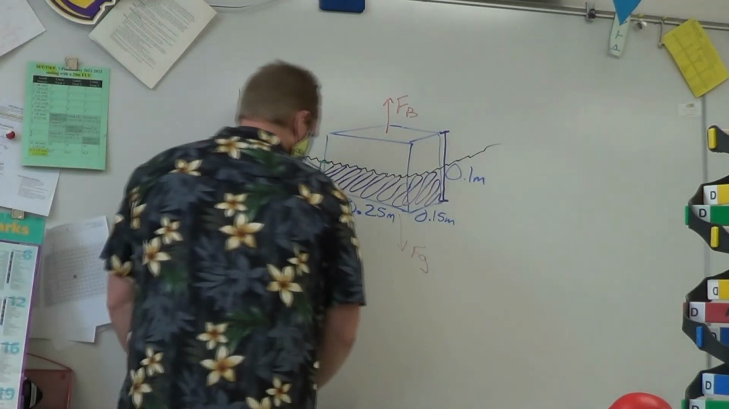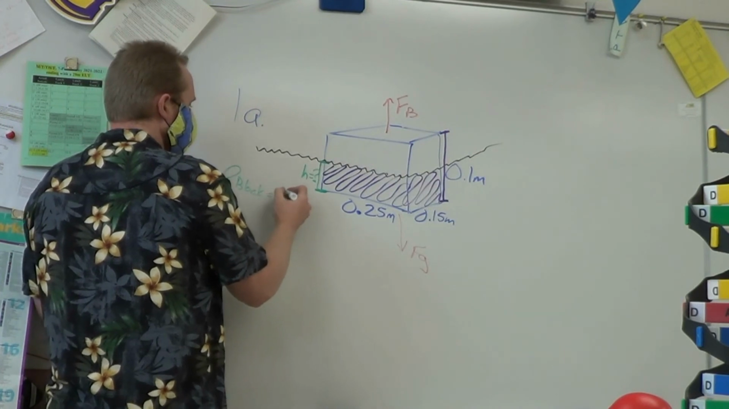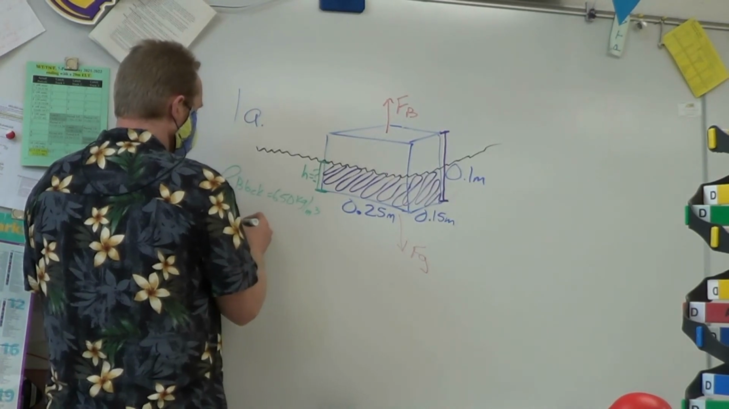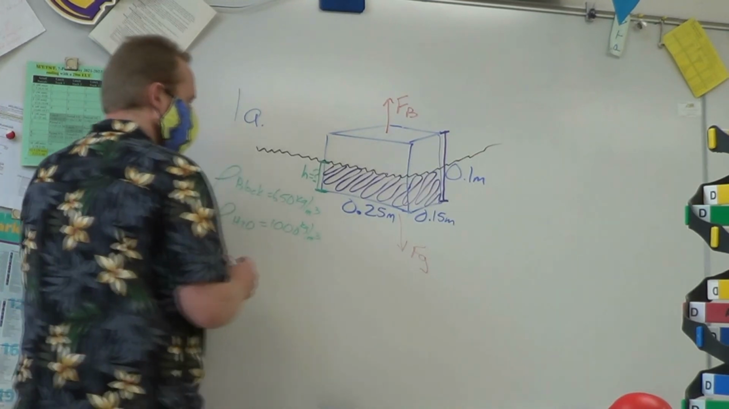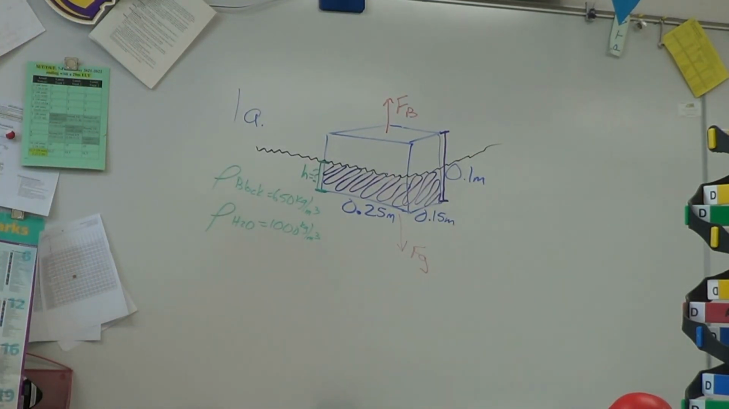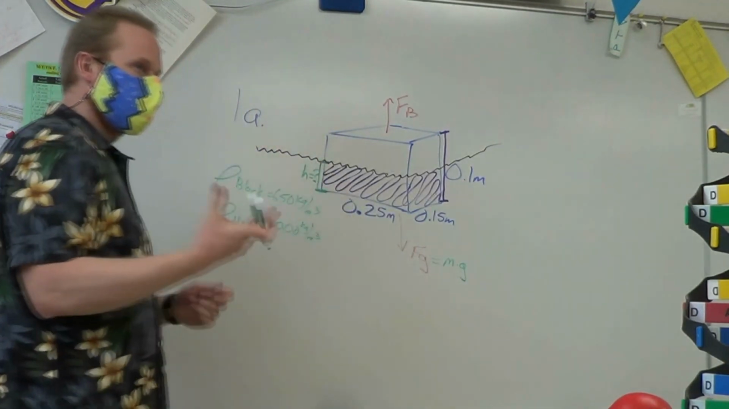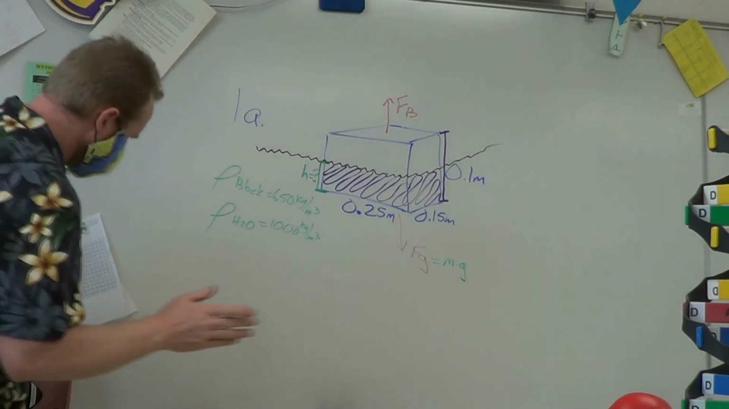So there's two bits of information that were given. The density of the block, which is 650 kilograms per cubic meter, and the density of the water, which was 1,000 kilograms per cubic meter. I'm not nice enough to give you the mass of the block. Okay? But if I was nice enough to give you the mass of the block, all you'd have to do is say, well, M times G would give me my F of G. But I don't.